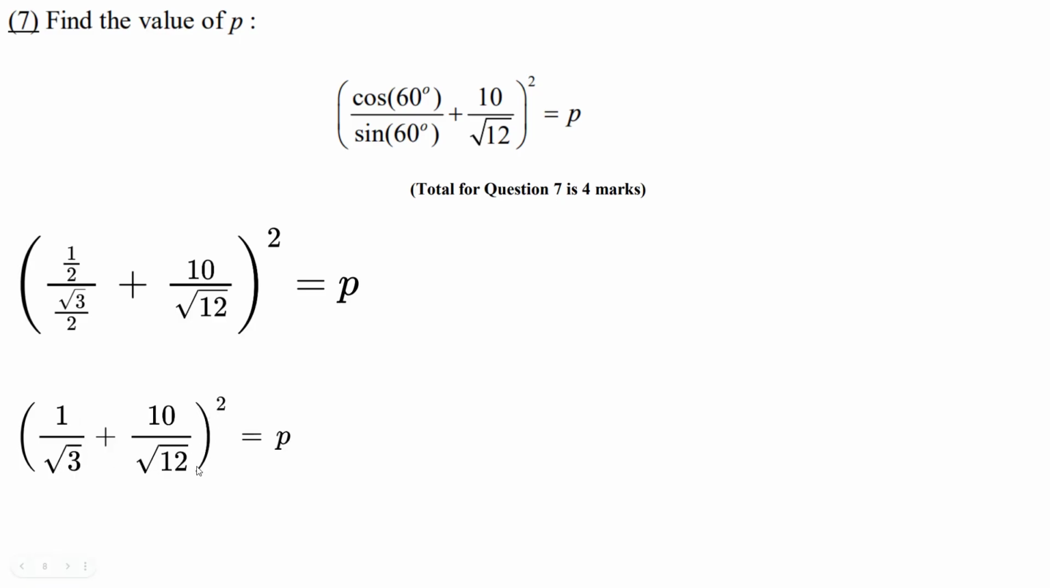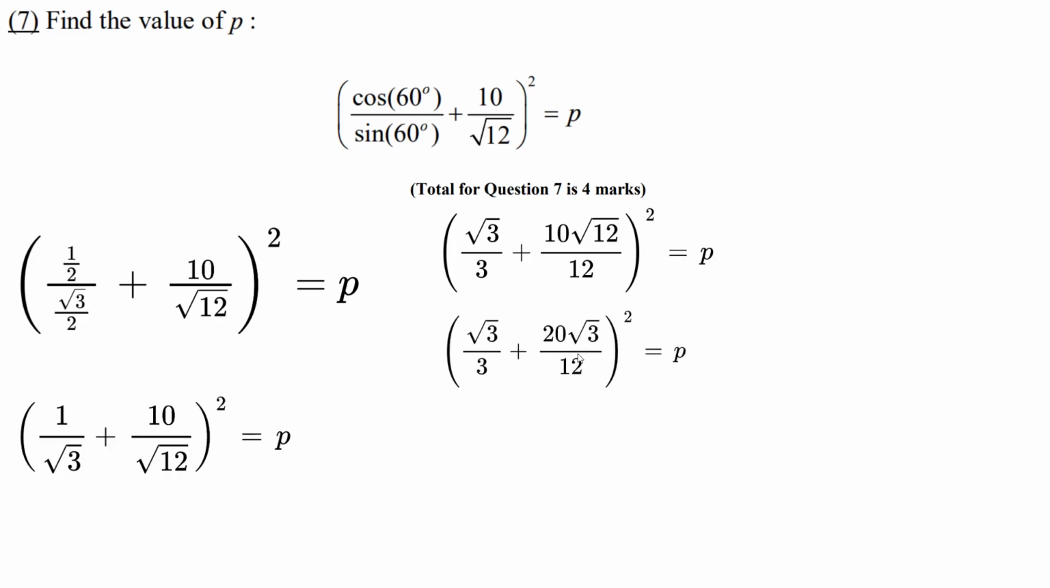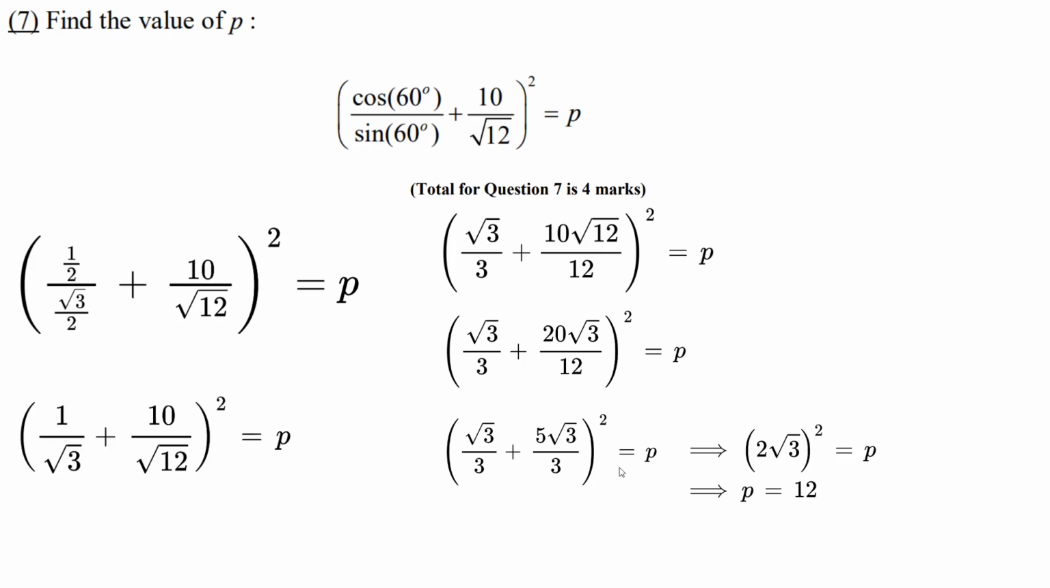Then root 12 over root 12 is 10 root 12 over 12, which simplifies to 5 over 6 root 12. I don't think I did that though. I think what I did was I simplified this root 12 into a 2 root 3 and then multiplied that 2 by the 10. So you have 20 root 3 over 12. And then what I did was I divided by 4 on both sides to get 5 over 3 root 3 plus root 3 over 3. And then that gives you 6 root 3 over 3 all squared.